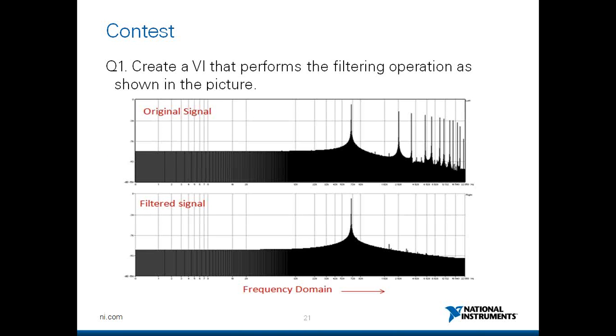So question number 1 is, you have the image in front of you. When you look at the image, you see two parts. The upper part shows you the original signal, and the lower part shows you the filtered signal. This is all that we are going to tell you about this.